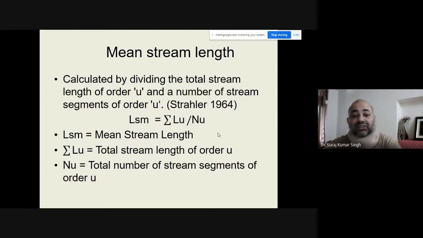Now next is mean stream length. So how is it calculated? It's very easy. It is calculated by dividing the total stream length of an order by the total number of streams of an order. Means total length by total number. So how will you calculate the mean stream length? This is the formula that has to be applied. The mean stream length is the total stream length of an order divided by the total number of streams of an order.